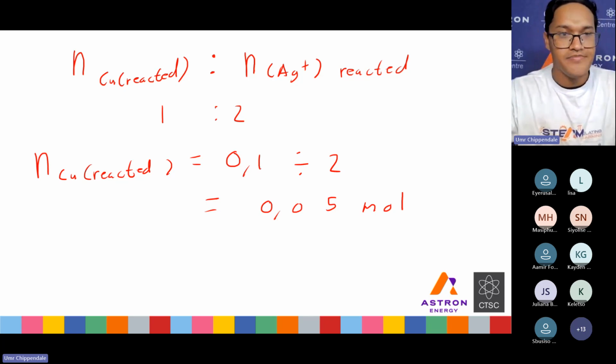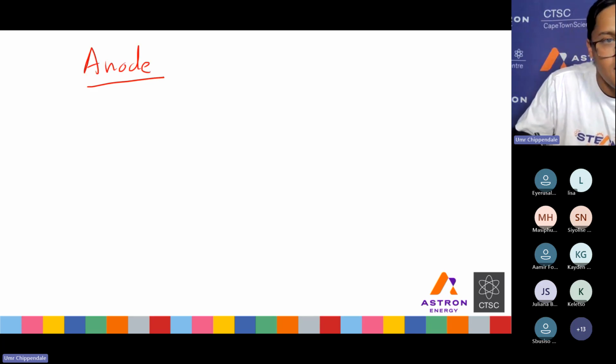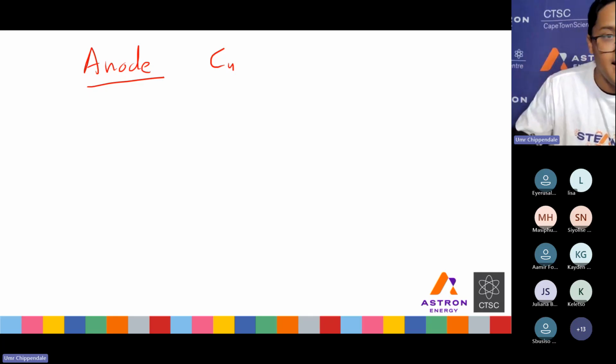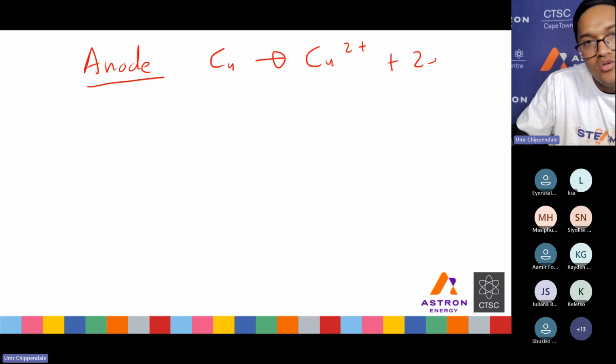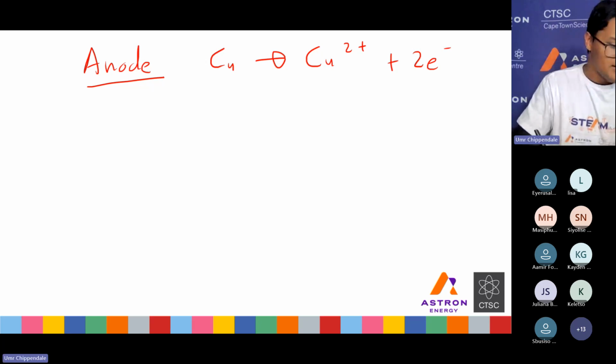Now we'll move on, and now we're going to find out what happened at the anode. So we'll write that as anode. It's the same system. So anode, what was the formula there? In this case, it was our Cu. You can look at your table 4b, but you'll see that that is Cu, and that will give you Cu2+ plus two electrons.